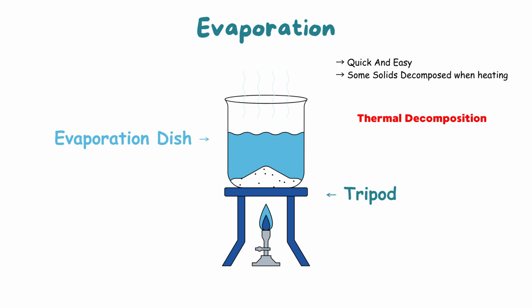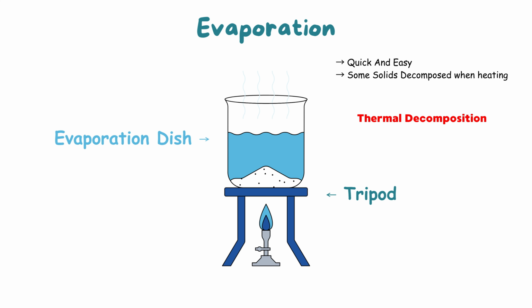Evaporation involves placing the solution into an evaporating dish or a crucible, which is generally supported on a tripod and heated slowly using a Bunsen burner. As the heat causes the solvent to evaporate gradually, the remaining solution becomes increasingly concentrated. Eventually, crystals start forming due to the high concentration, and if we continue heating, all of the solvent will eventually evaporate, leaving behind dry, solid crystals.